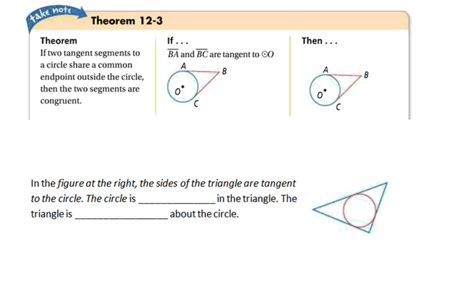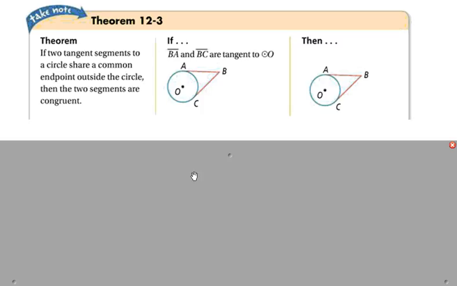We have one more theorem. This is Theorem 12.3. It says if two tangent lines to a circle share a common endpoint, like the picture drawn right here, two tangent lines sharing point B outside of the circle, then the two segments are congruent. If they're truly tangent lines and they cross at one point, then this is congruent to this. So segment AB is congruent to segment BC.